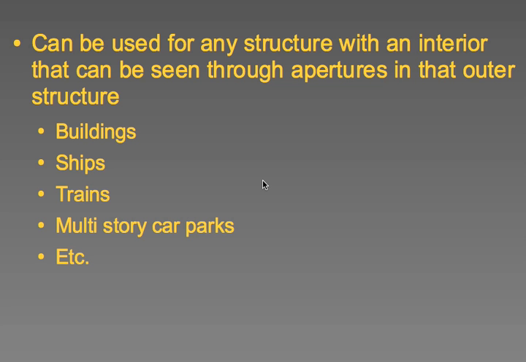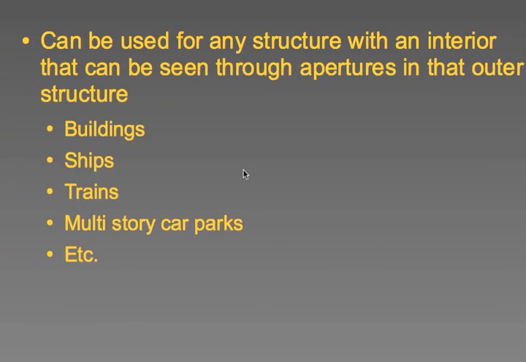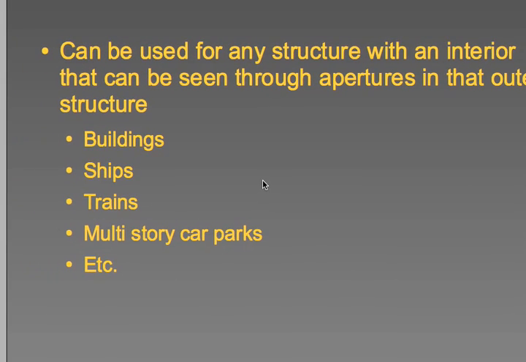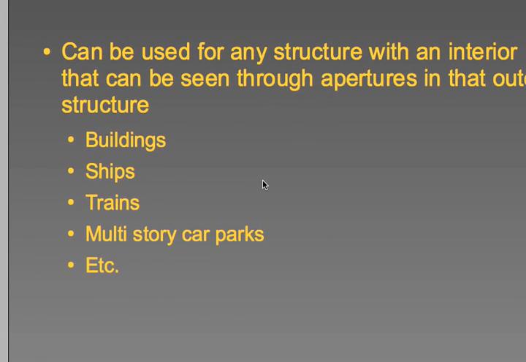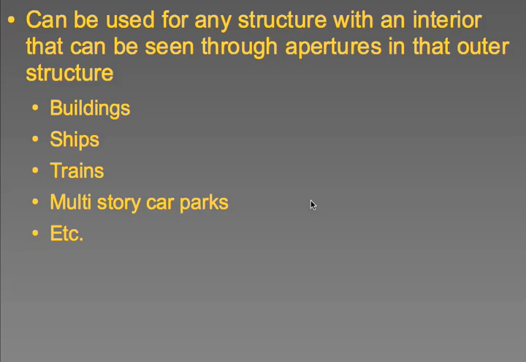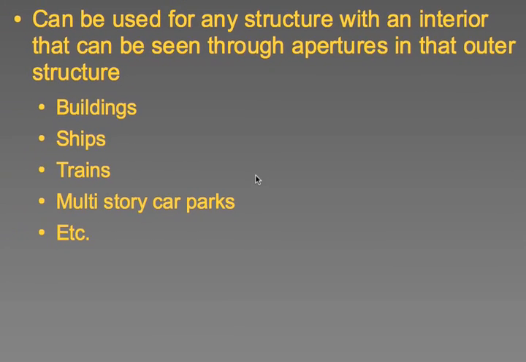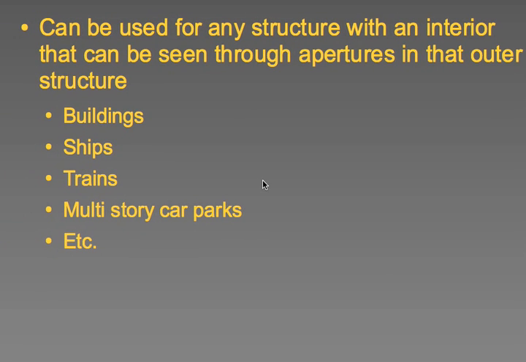I've just got a few examples here. The obvious one is buildings. Second to that, you've got large ships. Again, they've got large amounts of windows with detail inside that may be tedious or time consuming to deal with. It will be able to handle those. You have things like trains, and also another one I thought of is multi-storey car parks, because that has an outer structure, and through the sides of that structure you can see the interior of it.